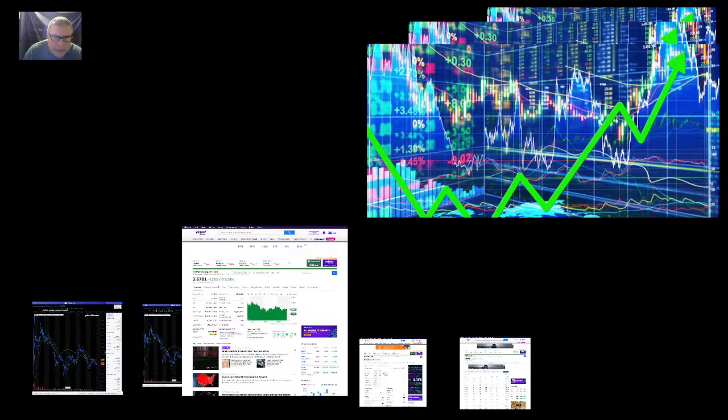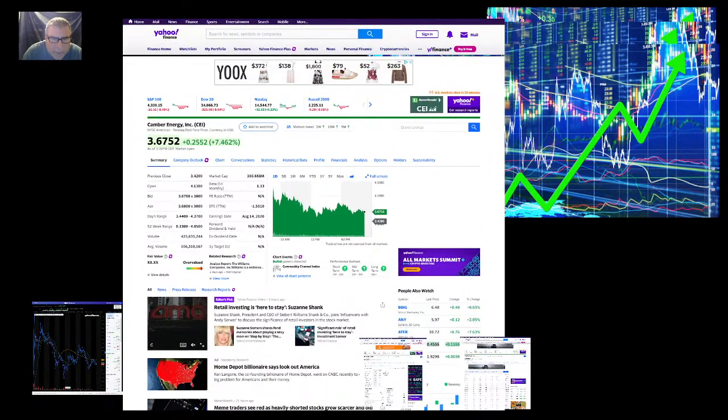Everybody's hot on this stock. It's like the darling stock right now. It's very affordable at $3.60-something, so a lot of retail investors that like a price range here are coming in on it. But the main thing I want you to notice here, take a look right here at the volume.